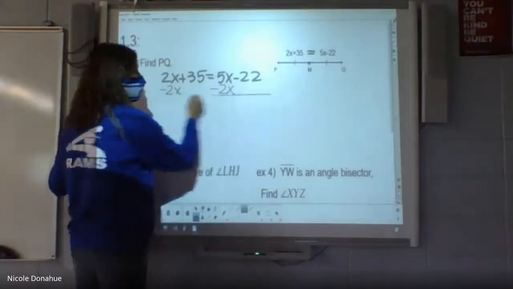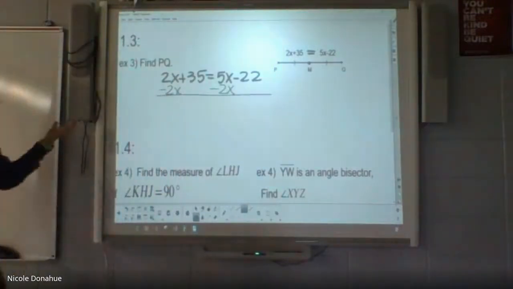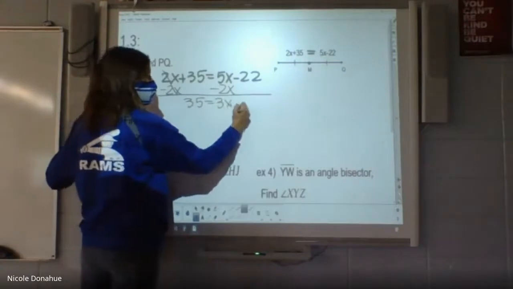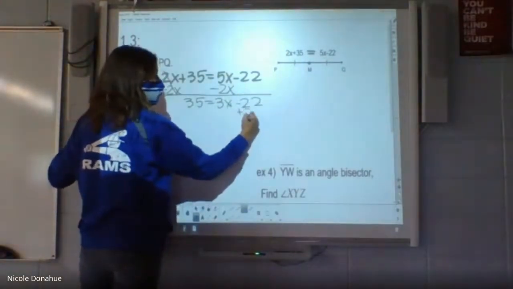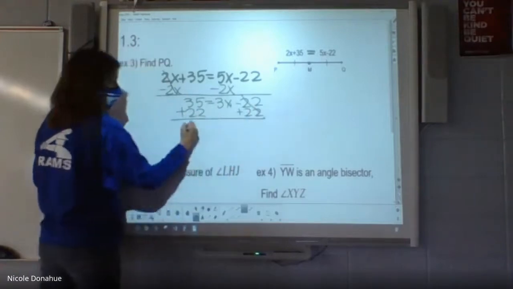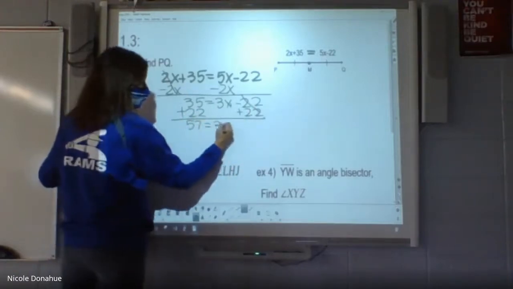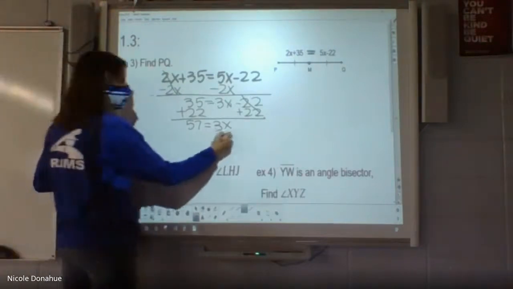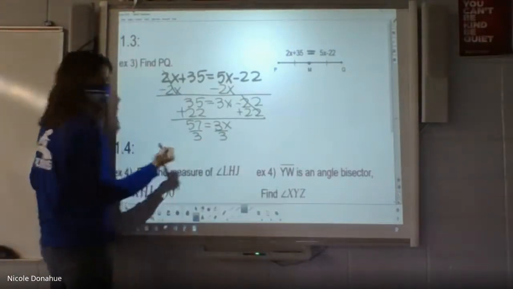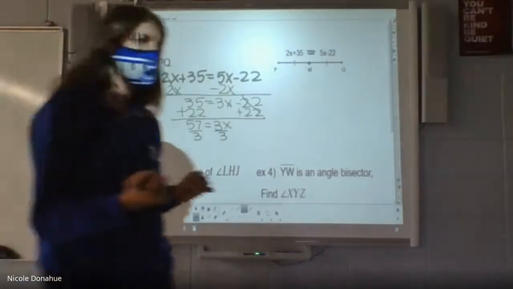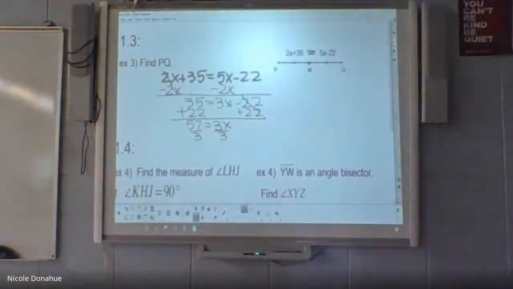So now to move that x over, I have to undo it because it's moving to the other side. Move this 22 over. Then I'll divide by 3. Is it 19? Did anyone get this yet? For x?